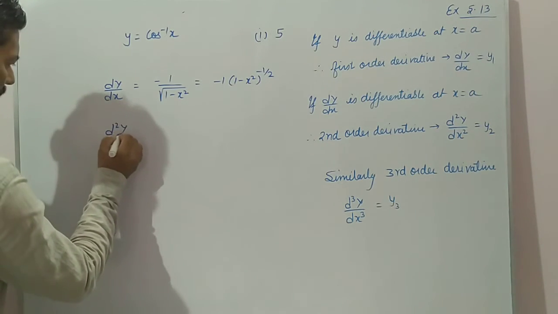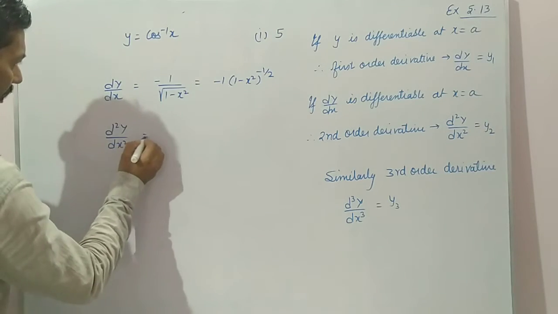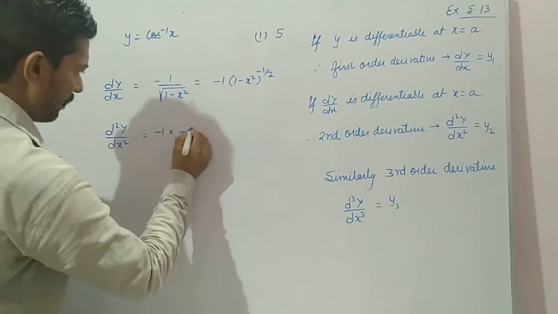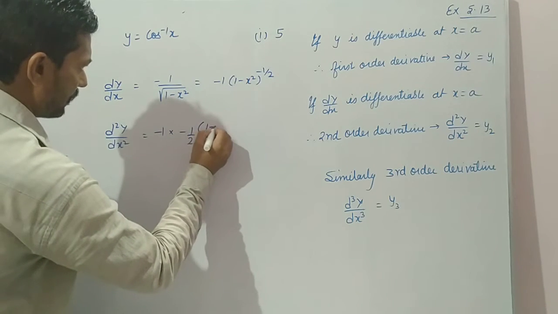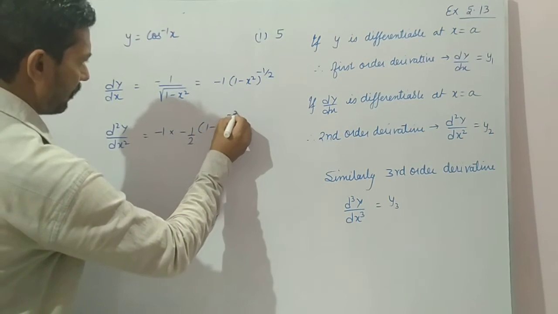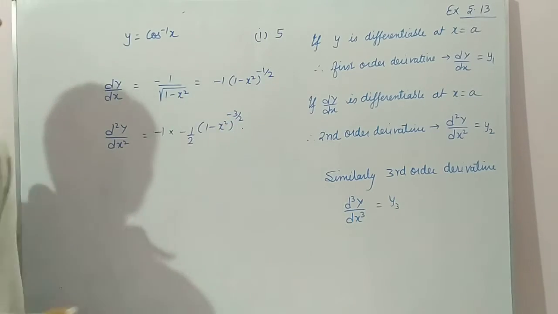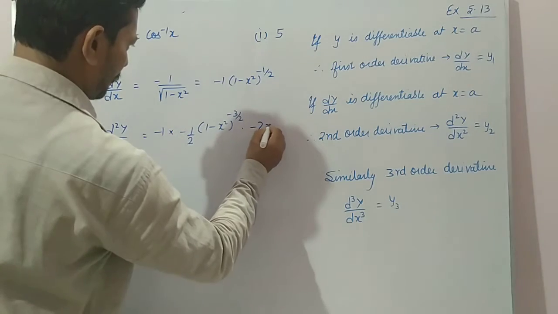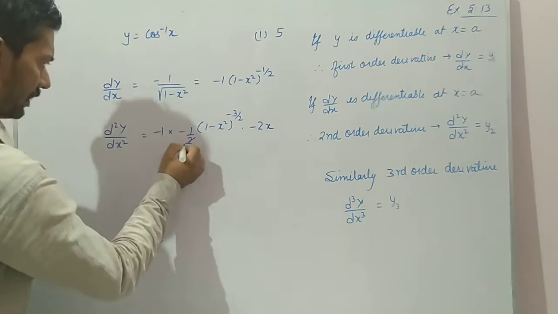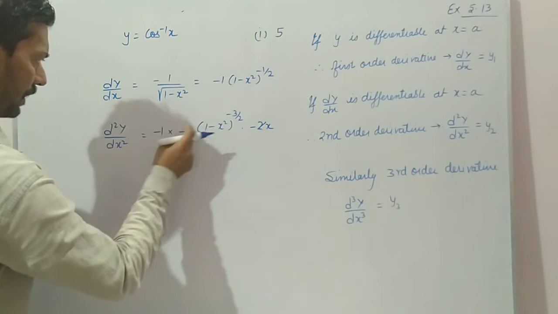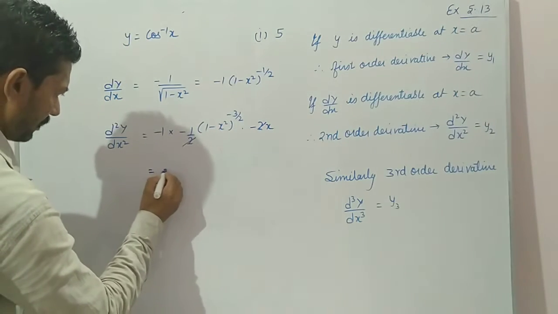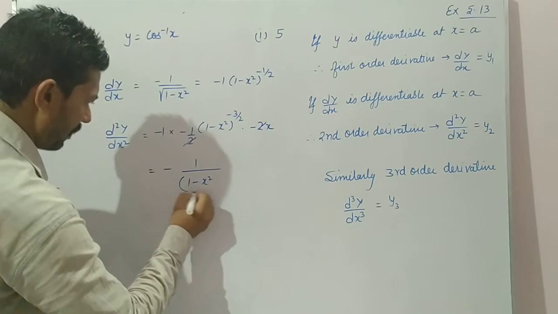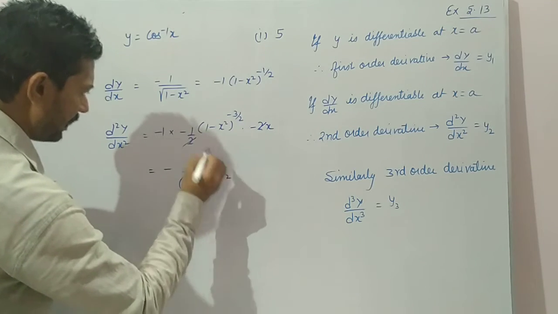Now d2y by dx square, that is minus 1 into the first differential of the power, minus 1 by 2, (1 minus x square) to the power minus 3 by 2. Then differential of the inner part: 1 that is 0, and x square, that is minus 2x. This 2 and 2 will cancel out, minus plus minus. Minus 1 by (1 minus x square) to the power 3 by 2.